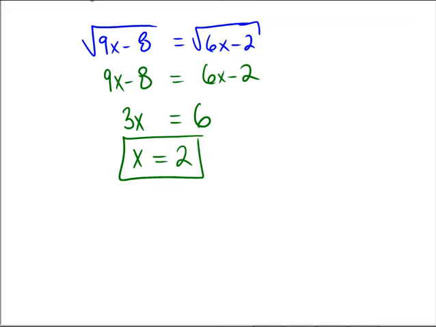So we'll now take x equals 2 and replace it into both equations. On the left hand side, 9 times 2 is 18, minus 8 is 10. And on the right hand side, 6 times 2 is 12, minus 2 is also 10. Radical 10 equals radical 10, so we have a good answer.